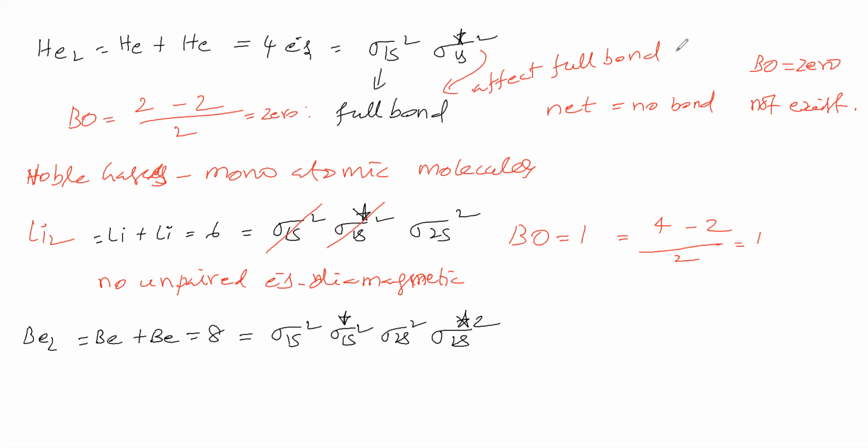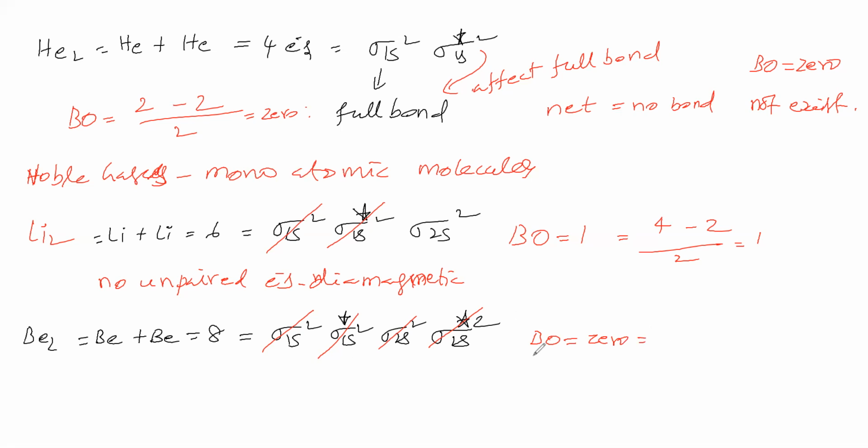In this case, you see that sigma star 1s completely cancels the effect of sigma 1s. Sigma star 2s cancels the effect of sigma 2s. Each and everything cancels with each other. Therefore, what is the net? Net is nothing. Net says that no electron is responsible for bonding. Therefore, bond order is 0.